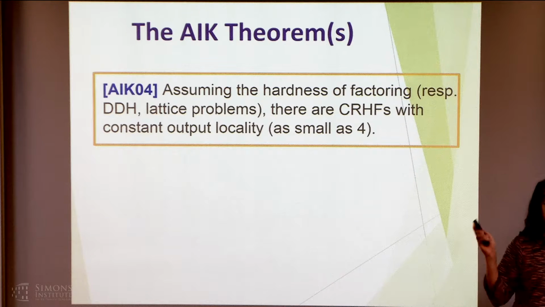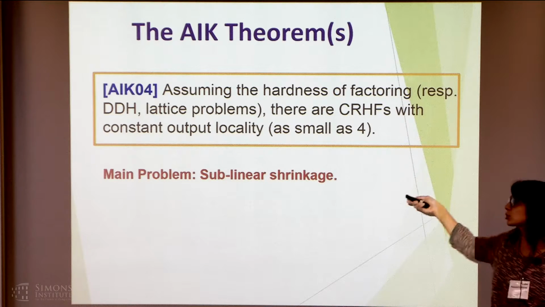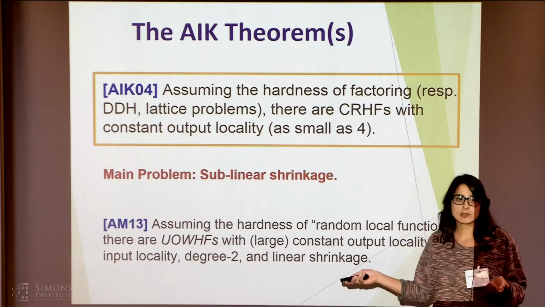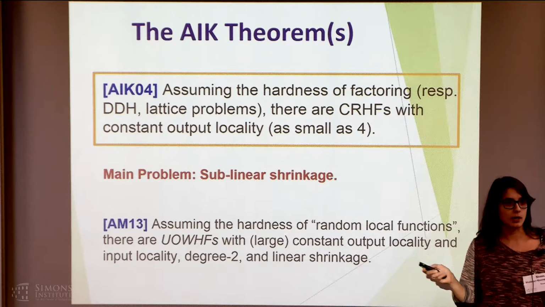Okay? And Applebaum et al. showed that under standard cryptographic assumptions, there are collision-resistant hash functions with constant output locality as small as 4 and constant degree as small as 3. Okay, but the problem is that the shrinkage is sublinear. Think of it as a function from n to n minus little o of n bits. Okay, so it cannot be used in applications such as signatures and zero knowledge. Applebaum and Moses showed a degree 2 construction of a universal one-way hash function with linear shrinkage and constant locality.